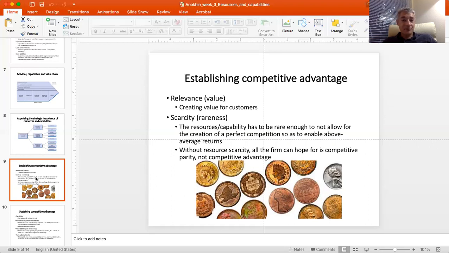If you don't have resource scarcity, if the resource is not rare, the best you can hope for is competitive parity and not competitive advantage, right? So that is very essential. So again, for a resource or capability to endow the firm with a competitive advantage, it has to be valuable or relevant, and it has to be rare or scarce.